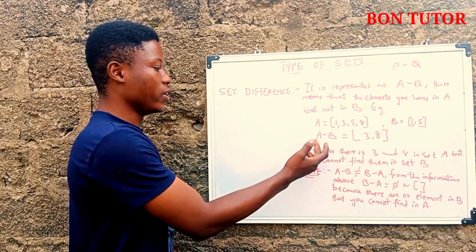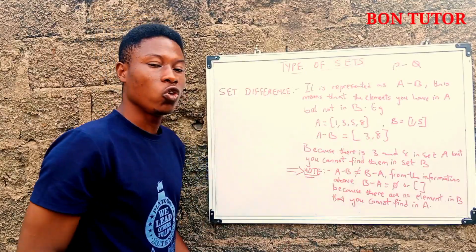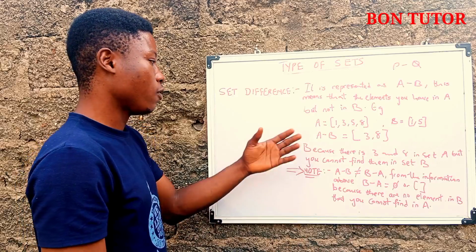That means your difference A minus B will be equal to {3, 8} as the elements of the set.